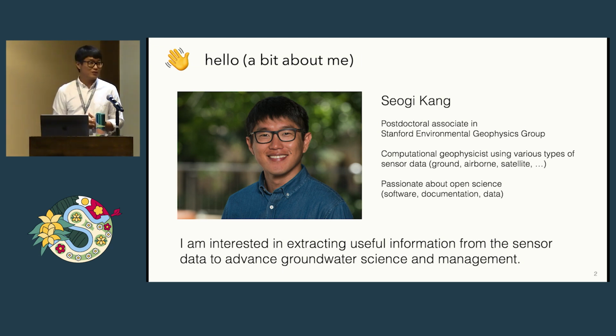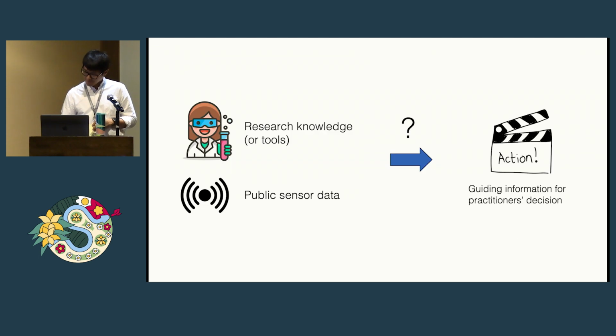I'm a postdoc at the Stanford Environmental Geophysics Group. I'm a computational geophysicist using various types of data: sensor data from ground, airborne, and satellite. The other talk was about satellite data, but there are whole different forms of sensor data, which I'm going to touch upon. I'm really passionate about open science, including software, documentation, and data, as probably most of the people here are. I'm really interested in extracting useful information from sensor data to advance groundwater science and management.